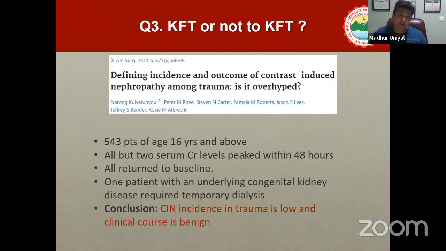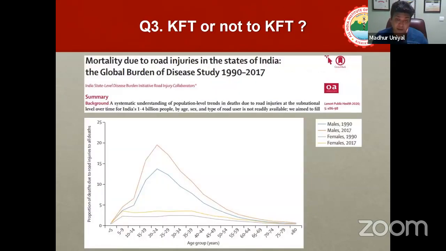But then there is another thing: yes, there is contrast-induced nephropathy, but what is the actual outcome? What happens later on? This study, which I want to mention, had more than 500 patients, and only 2 times did serum creatinine levels peak within 48 hours of giving the contrast. But all of them usually came back to normal, and this study suggested the clinical course was benign. Moreover, that 5.1% includes people of all ages. And here, this is a study from the Lancet, which I want to show you, that trauma is a disease of the young. You can see that it peaks at 20 to 24 years of age. And after 65, the incidence is really less.